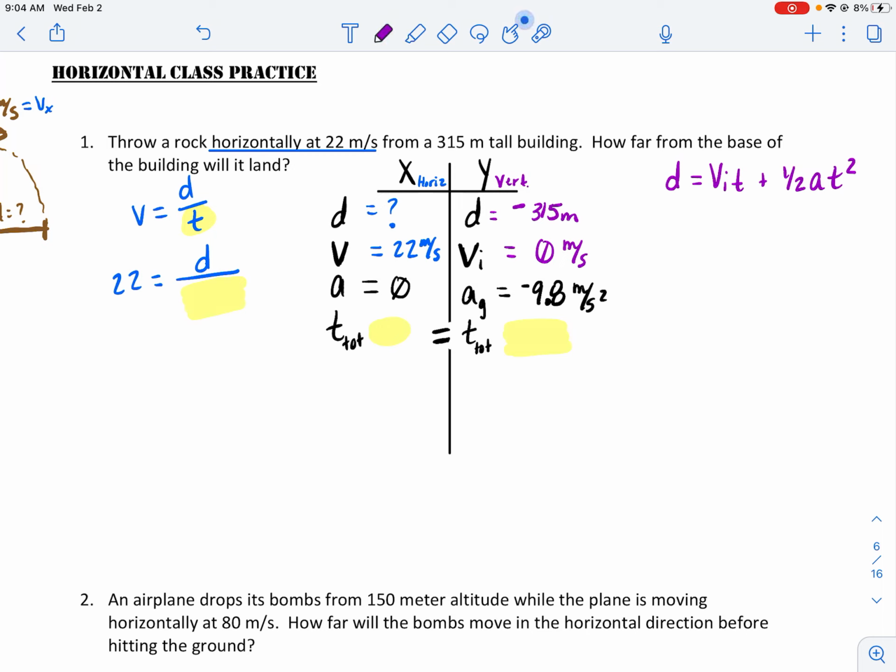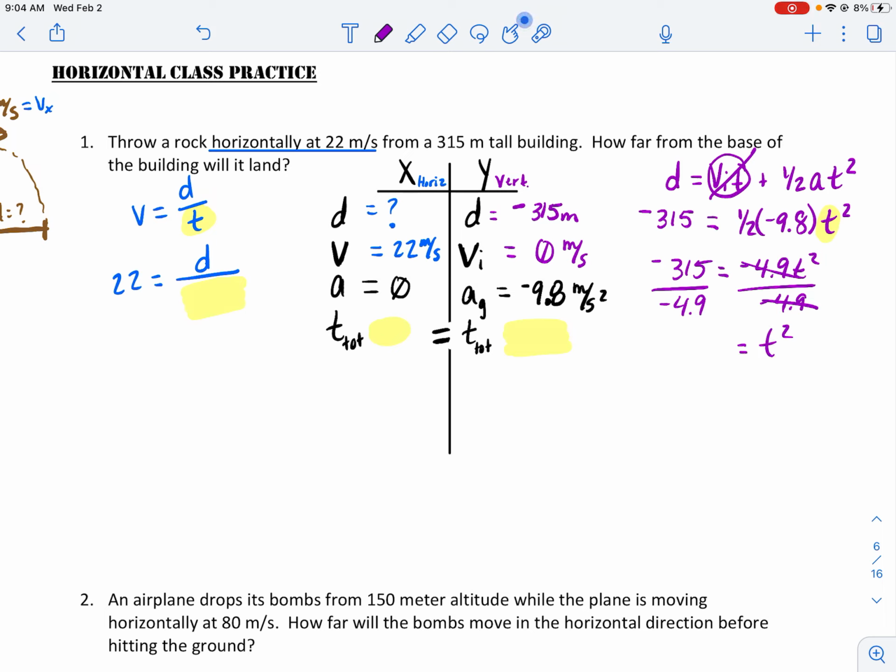So I'm going to plug my numbers in. Negative 315 is equal to, now all of this information right here gives me a full value of 0. And so I'm going to choose not to write anything on my substitution because that's just going to go away. 1/2 of negative 9.8 times t squared. So now I'm going to use this equation and I'm going to solve for t so that I can finish my horizontal calculation. So this ends up being negative 315 is equal to negative 4.9 times t squared. So I'm now going to divide both sides by that negative 4.9. So this cancels out and I'm left with t squared on the right.